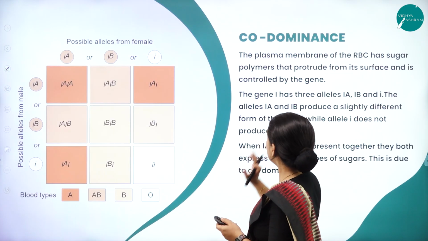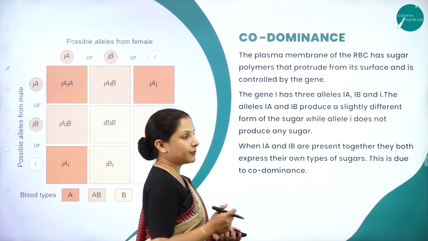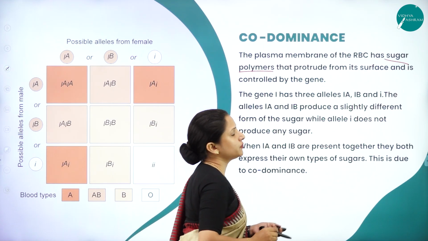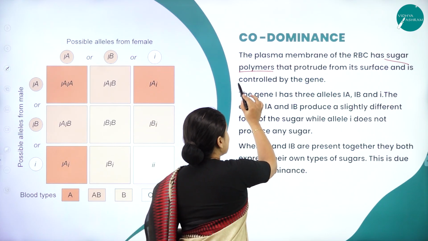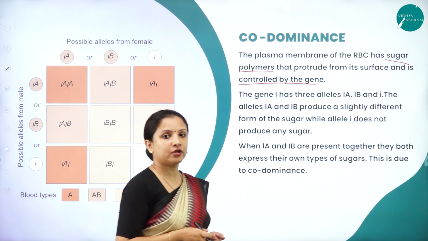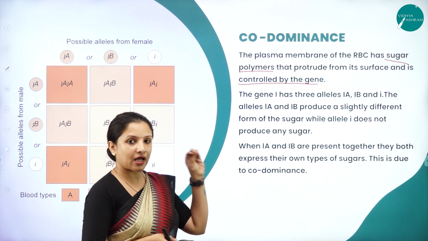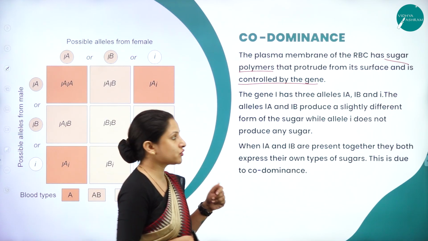So let's go further talking about codominance. So what did I tell you? The plasma membrane of the RBC will have sugar molecules, and these sugar molecules will protrude from the surface of the plasma membrane, and that production of the sugar molecule is controlled by the gene. So therefore, capital I genes will have sugar molecule, small i will not have sugar molecule.